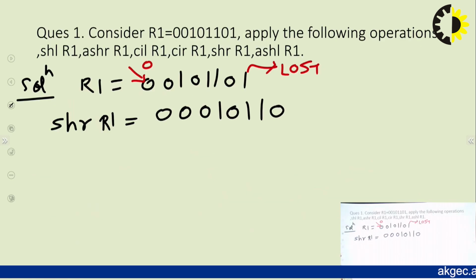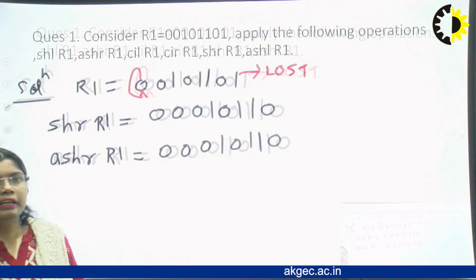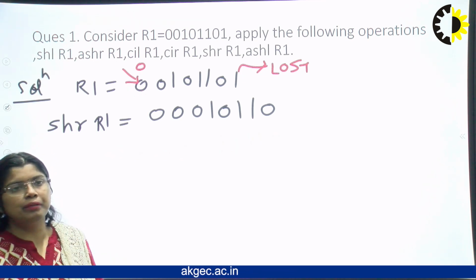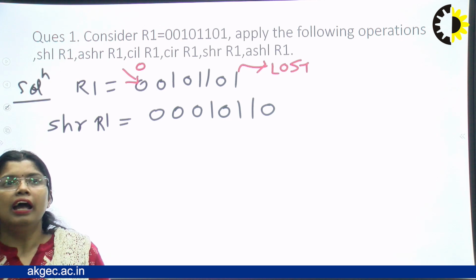This is the arithmetic shift right. Now the arithmetic shift left and right, and how the questions will come in your semester and sessional papers. I am taking a simple example. Consider an 8-bit value on which you have to perform some operations.